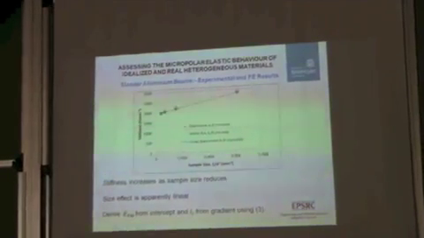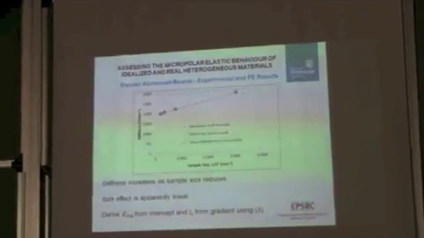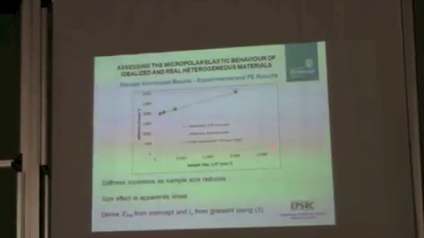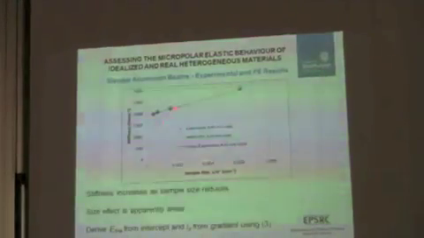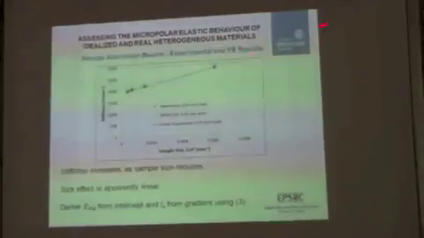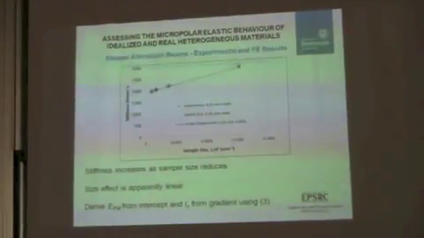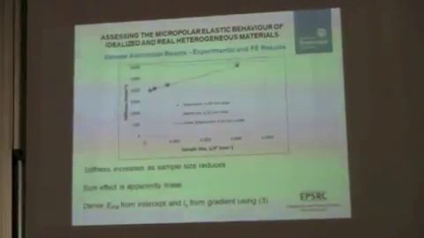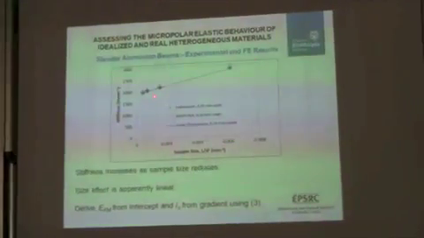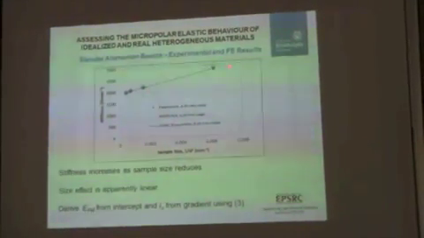Okay, so what do we get from the results? This is for the beam samples, and you can see what's happening here, that as the sample size is varied, the stiffness is changing. So the material is behaving as some kind of higher order continuum rather than a classic continuum.